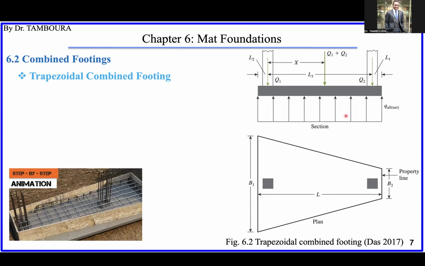So our design will be to determine all the values here. Of course, the net pressure is needed, but we need to know the value of B, B1, B2, and the X here, everything. But suppose that we know the value of Q1 and Q2. It means the load from the columns coming, okay?